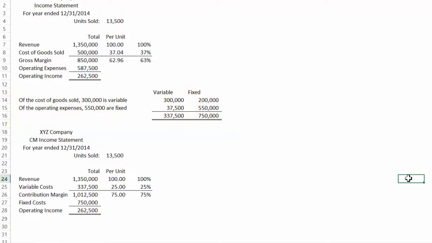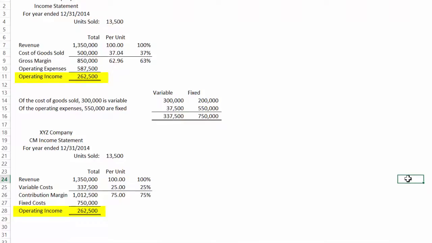The other difference between these two financial statements is that instead of coming down to a gross margin, we are coming down to a contribution margin. That said, as long as production equals sales, then the operating income is going to be the same in both of these because all we're really doing is rearranging the costs.